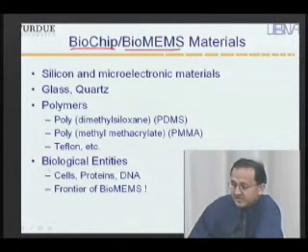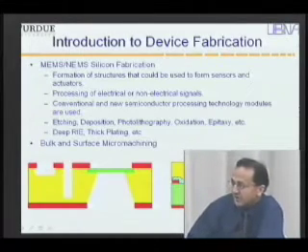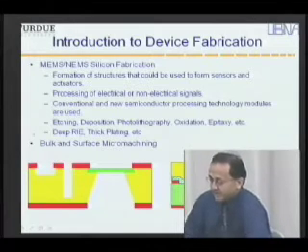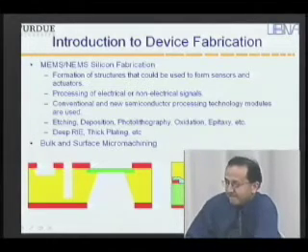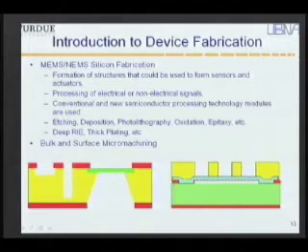Okay, so let me give you a brief introduction to device fabrication. In the area of MEMS and NEMS silicon fabrication, these processes are used for the formation of structures that can be used as sensors and actuators. And this is really sort of the standard area of MEMS. In this particular case, you're processing electrical and non-electrical signals, like mechanical signals, for example. So you can process mechanical signals.